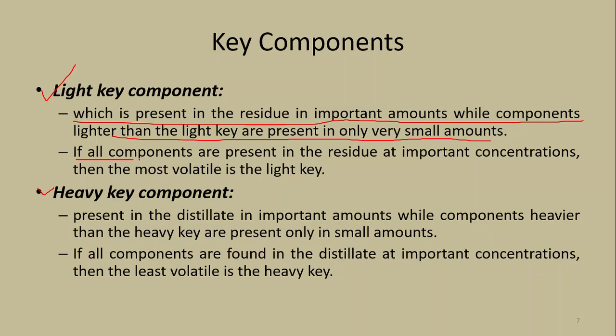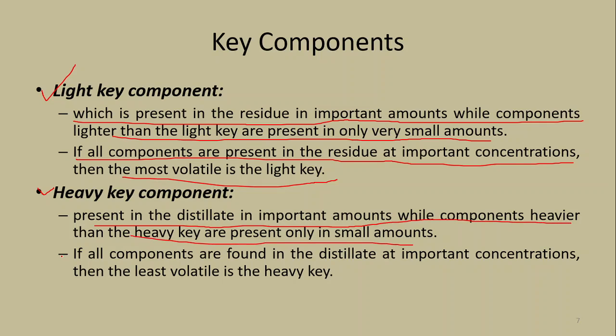What it means is that if all the components are present in the residue at important concentrations, the most volatile component is taken as the light key component. So the light key definition is based on the residue. Similarly, heavy components are normally present in much larger amounts in the bottom section, but their key component definition is based on the distillate. The heavy key is present in the distillate in important amounts, while the components heavier than the heavy key are present only in small amounts. And similarly, if all the components are found in the distillate at important concentration, then the least volatile is the heavy key. So this is the concept of the light key and heavy key.